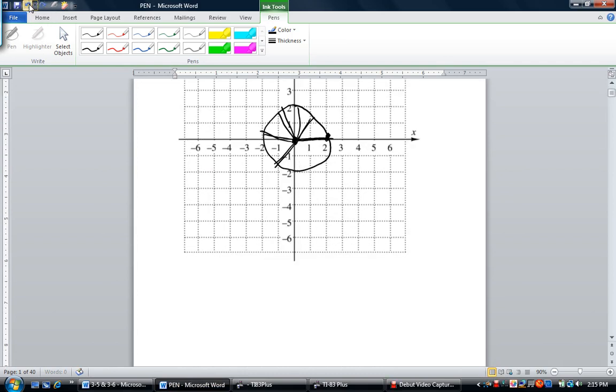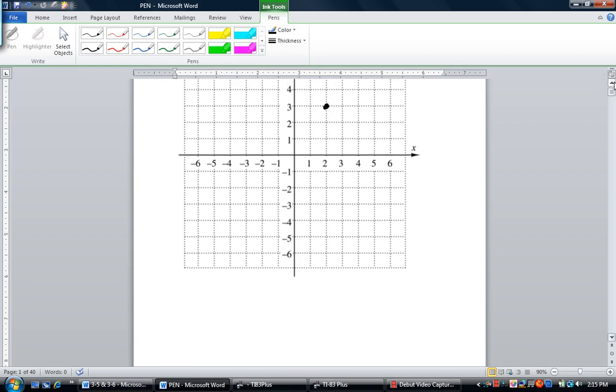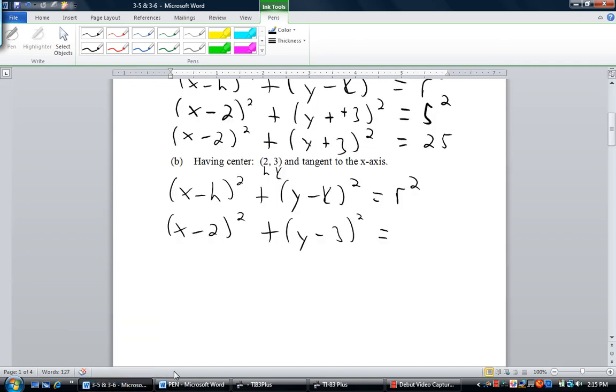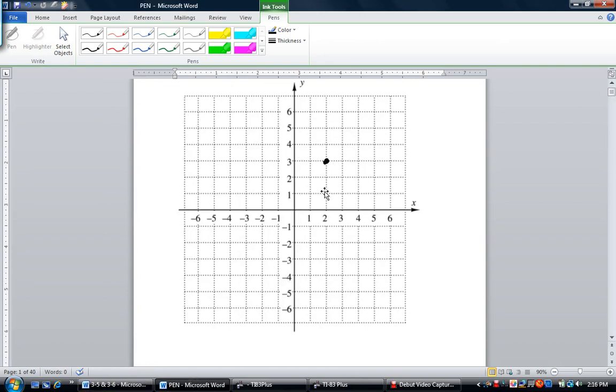So let's go to 2, 3. We're going to plot that, and then we're going to draw a circle. Keep in mind it says it's tangent to the x-axis, so I'm going to draw a circle that is tangent to the x-axis, which means it touches it once and only once. So I'm going to just come around here and draw some circle. Not going to worry too much about being exact, just as long as it touches once on the x-axis.